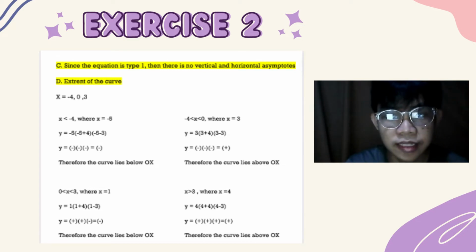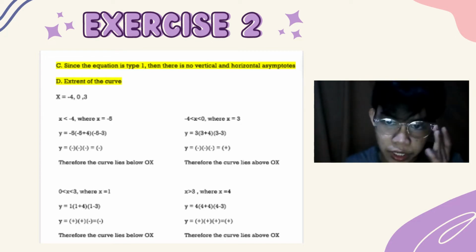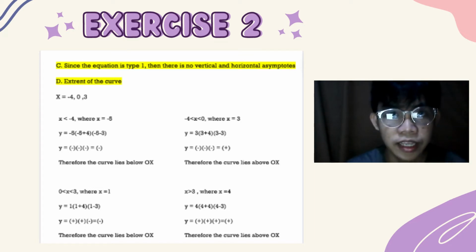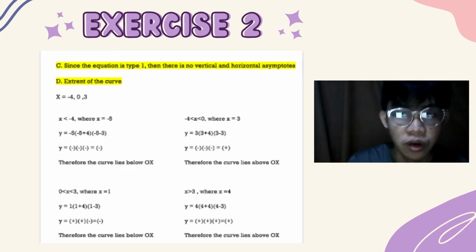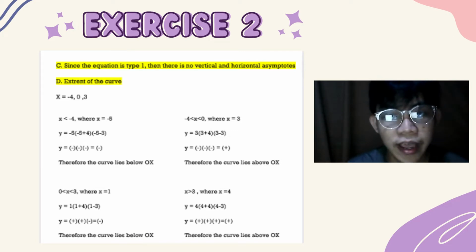Next is x less than 0 but greater than negative 4, where x is equal to negative 3. So, the sign we get here is positive, therefore the curve is above. And the last one, x greater than 3, where x is equal to 4. The sign we get is positive, therefore the curve is above.